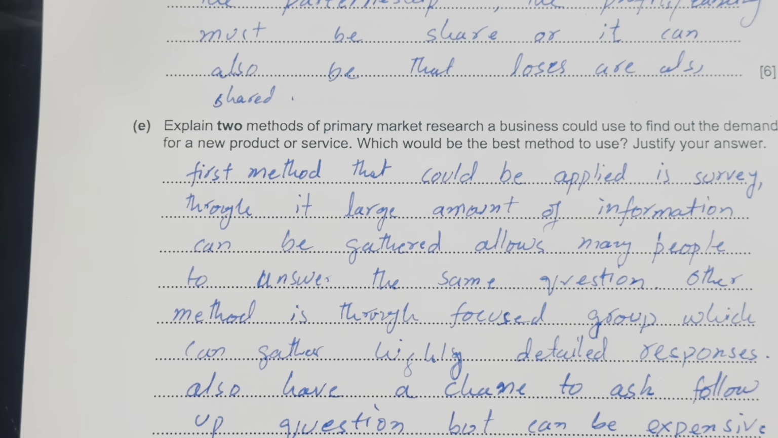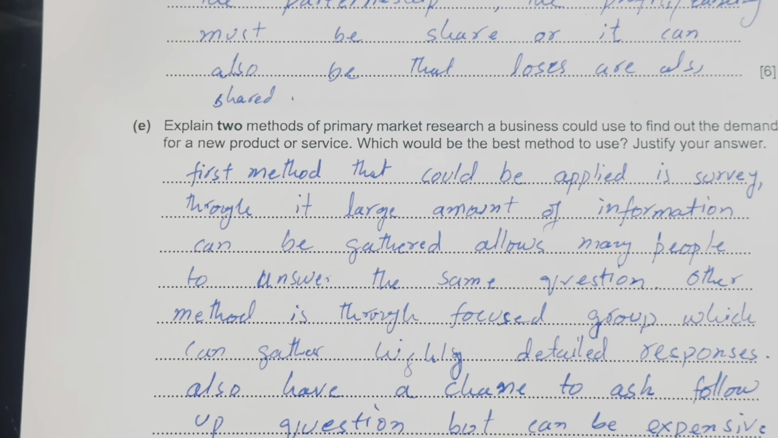I would say that the first method that could be applied is the survey or questionnaire. Through it a large amount of information can be gathered, allowing many people to answer the same question, so you can analyze and compare, and by comparing you have an idea what kind of service or what kind of product a customer wants. So this is a good method.